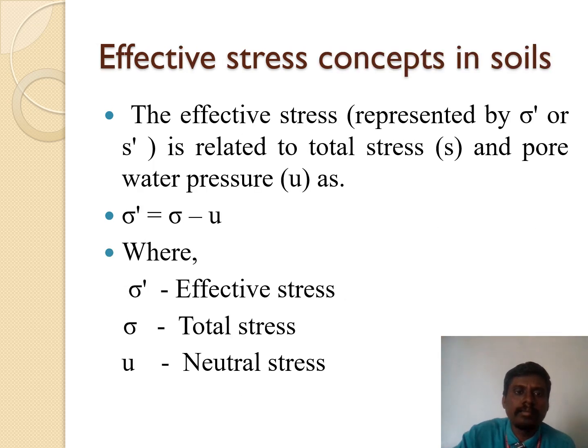And next thing, effective stress concept in soil. Normally effective stress is denoted by sigma dash. When the soil is saturated with water, the stress is represented by the effective stress. Generally sigma dash equals sigma minus U, where sigma equals total stress and U equals neutral stress. So effective stress is related to the total stress and pore water pressure or pore water stress.